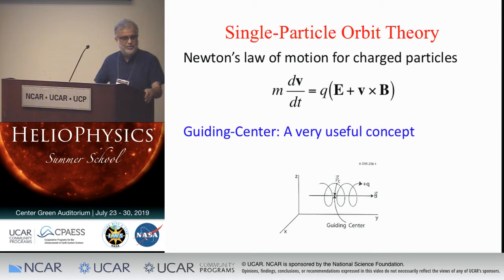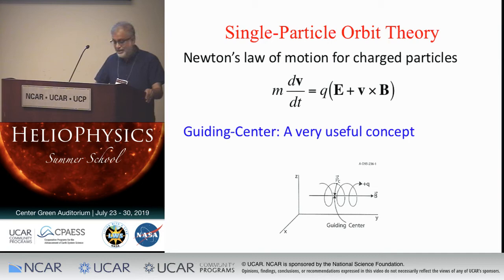I took from the momentum term on the left-hand side, d/dt of mv, I pulled out m and brought it outside, assuming m is independent of v. That's an assumption that makes that equation essentially valid for non-relativistic systems. And on the right-hand side, you have charged particle, charge q, and E plus v cross B, well known to all of you as the Lorentz equation, right?